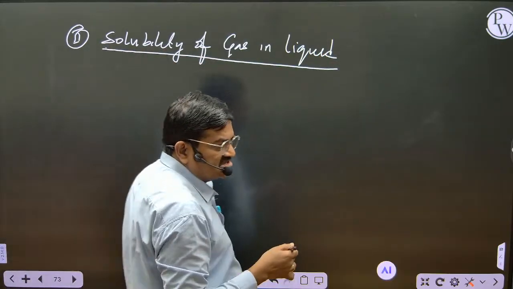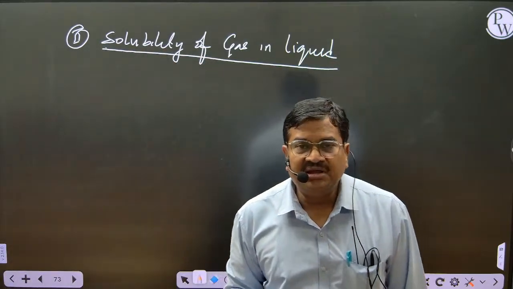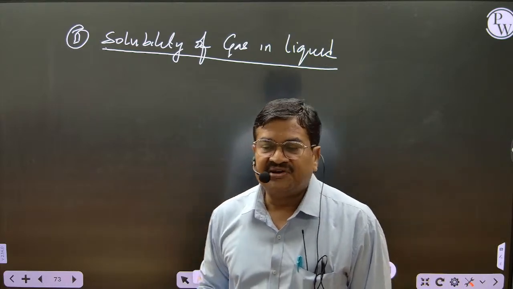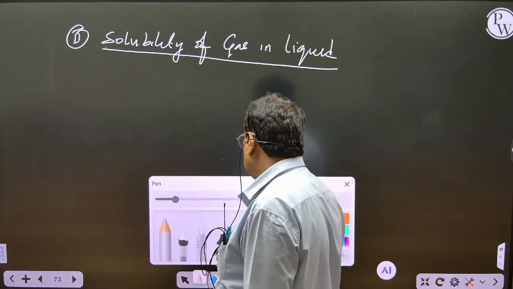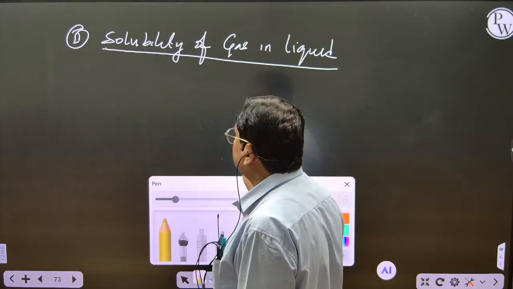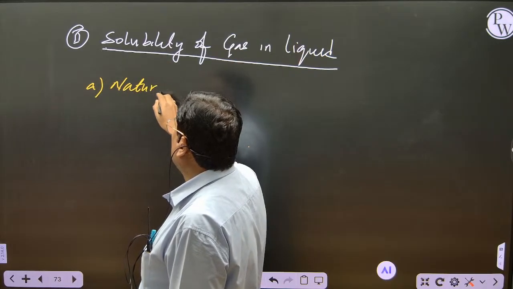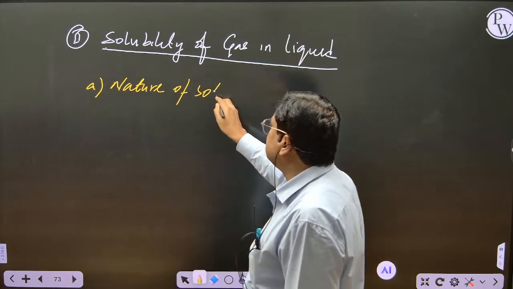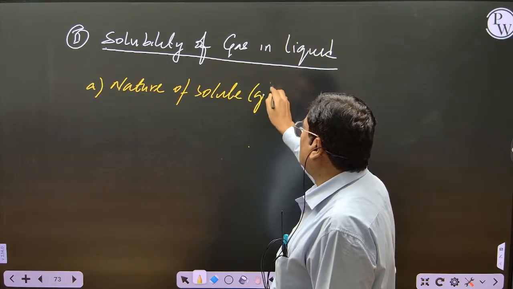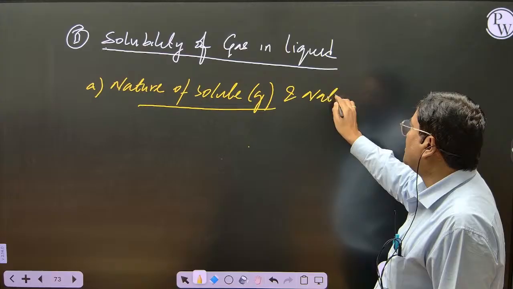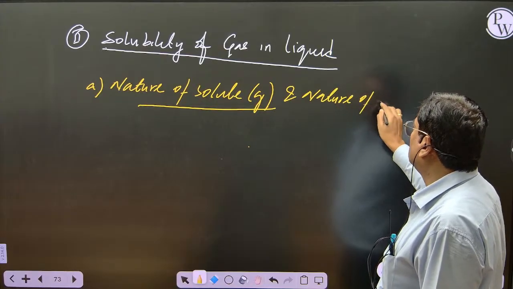Now here also the same factors that we discussed in the solubility of a solid in a liquid. What is the first factor we wrote? Nature of solute and nature of solvent. See, the first factor I am writing, nature of solute. Here who is the solute, student? Gas. And nature of solvent. Solvent, generally we take water.